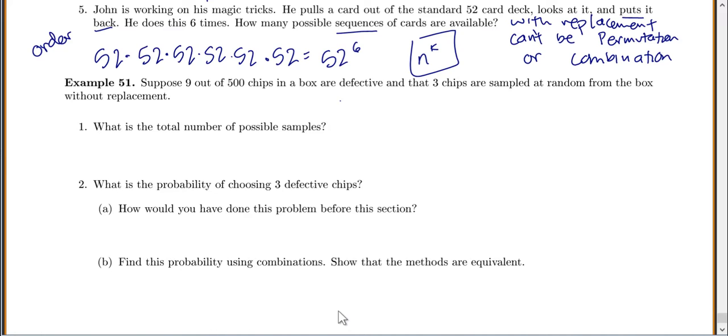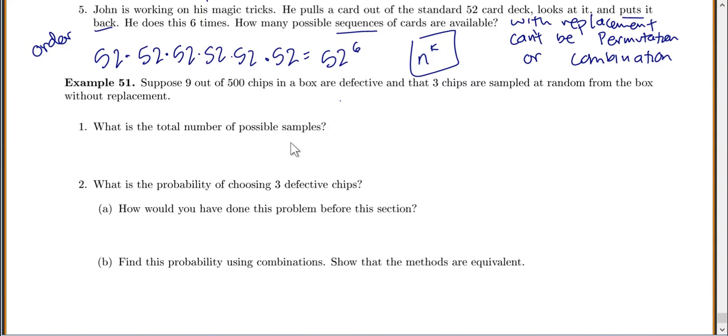So we've done all these different ways to count. The whole reason you count, at least in this class, is so then we can find probability. Okay. So let's go through. Here, let's see. Suppose 9 out of 500 chips in a box are defective, and 3 chips are sampled at random from the box without replacement. What's the total number of possible samples?